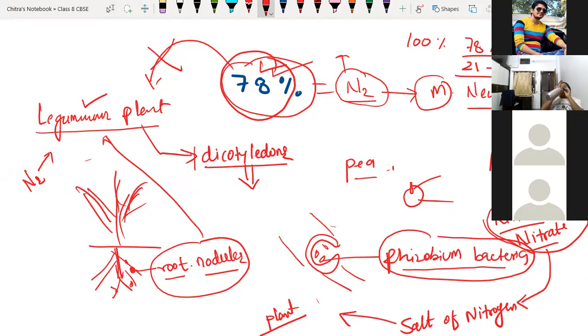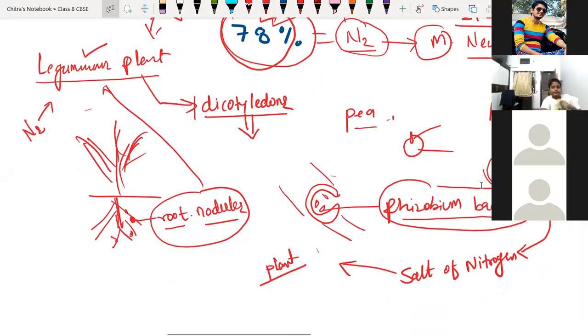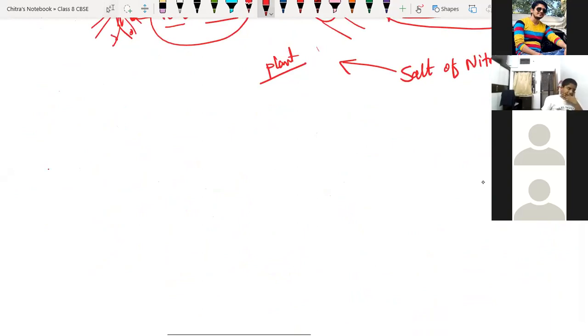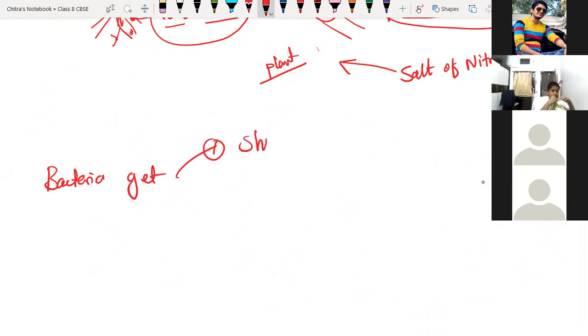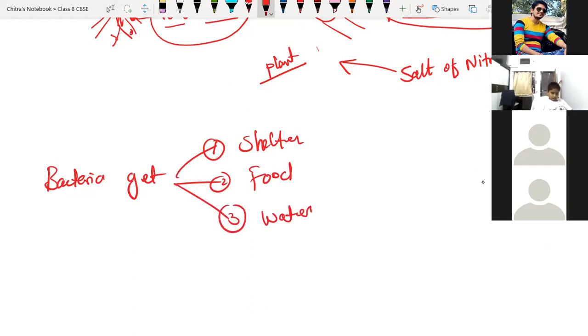Okay, everyone? So can we say that the plant is beneficial? See, what bacteria is getting from the plant, that we have to discuss first. So bacteria gets, number one, shelter in the plant, number two, food for the growth, and number three, water. So bacteria gets shelter, food and water from the plant, from the leguminous plant, we can say.